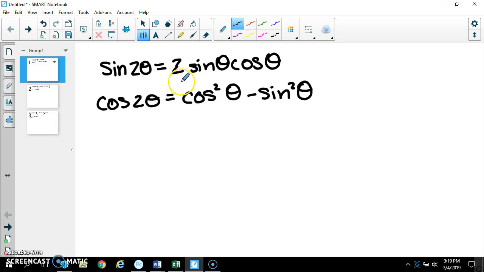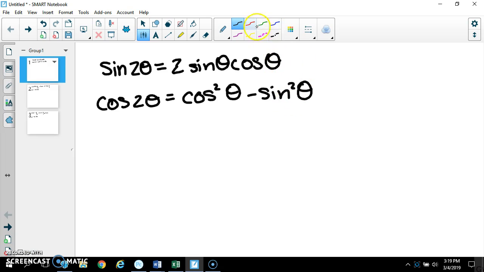All right, so I'm going to talk about double angles. Right here, I have the two formulas for double angles that I'm provided on my formula sheet for our DA. If you look right here, I've got sine 2 theta is equal to 2 sine theta cosine theta. And then I've got cosine 2 theta is equal to cosine squared minus sine squared. So those are the two that I'm given.